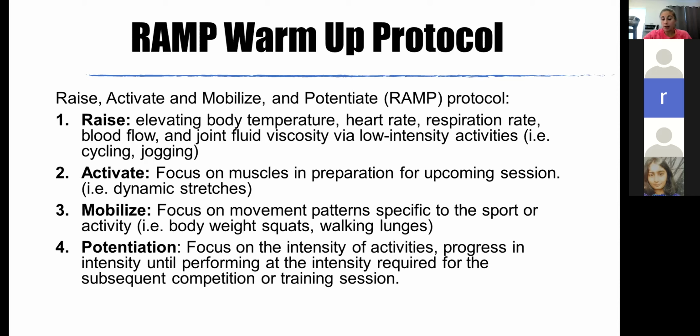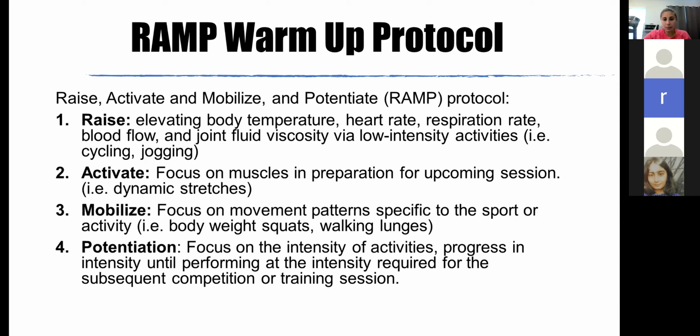And again, depending on the client's fitness level will determine what they're starting with, right? If someone is maybe less fit, they're probably going to start with walking, whereas someone with a higher level of fitness may be able to do a jog before their workout, right? And for some people, that 5-minute jog is too intense. So understanding that this is going to look different for many people.